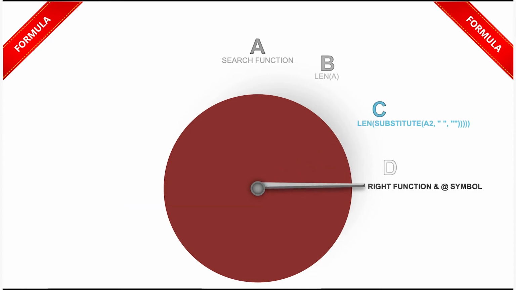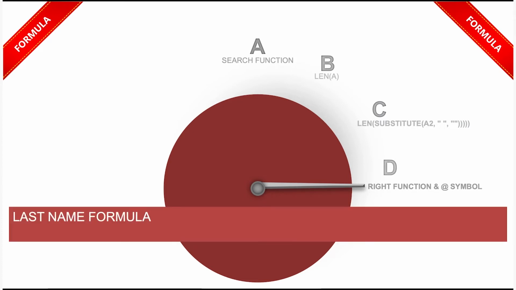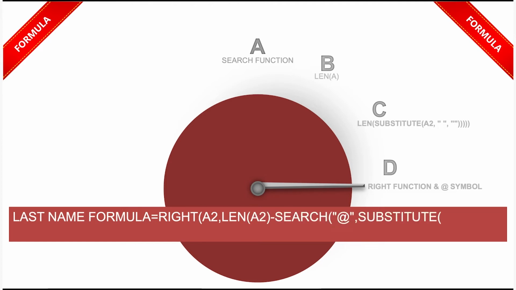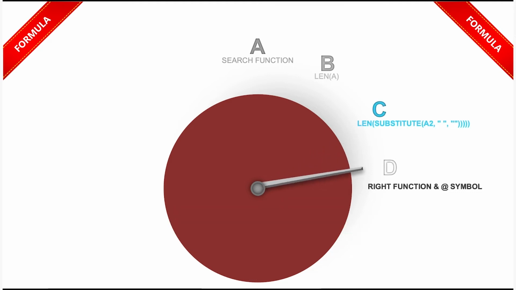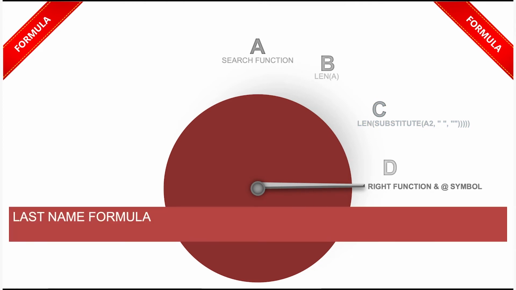You can use any symbol in its place as long as it's not a symbol that you will typically find in names. Now that the last space character has been marked with an @ symbol, all that is left to do is to find the symbol and extract all the characters to the right of it. This will give us the last name. To extract all the characters to the right of the @ symbol, let's use the right function.